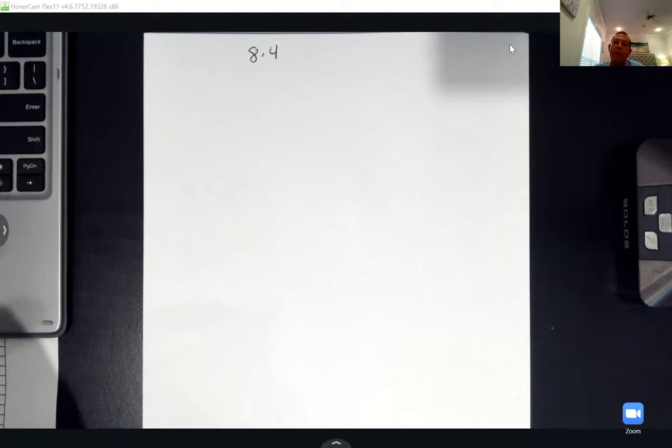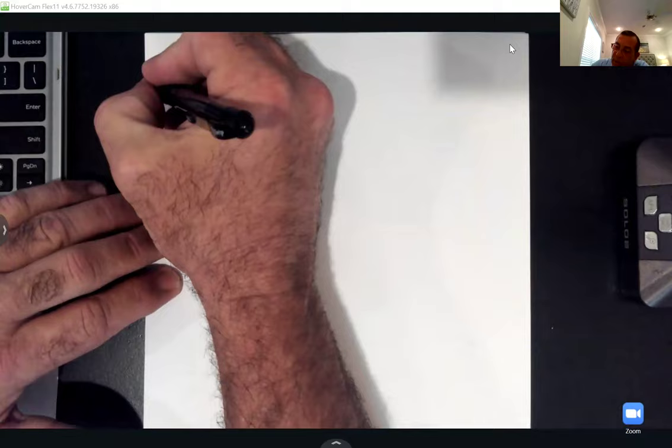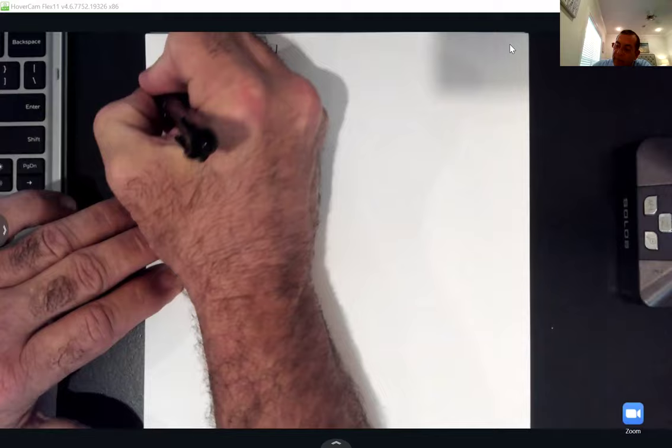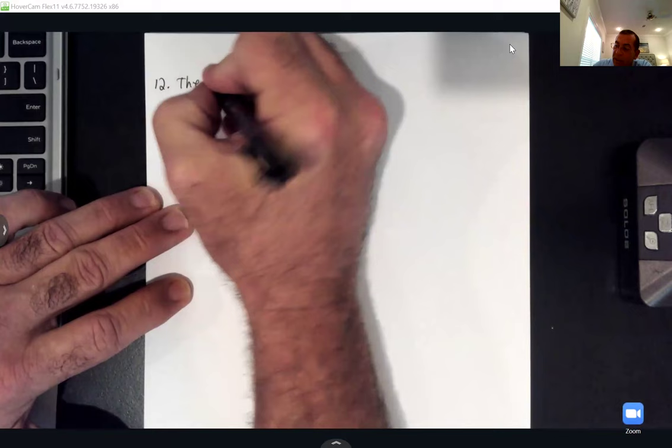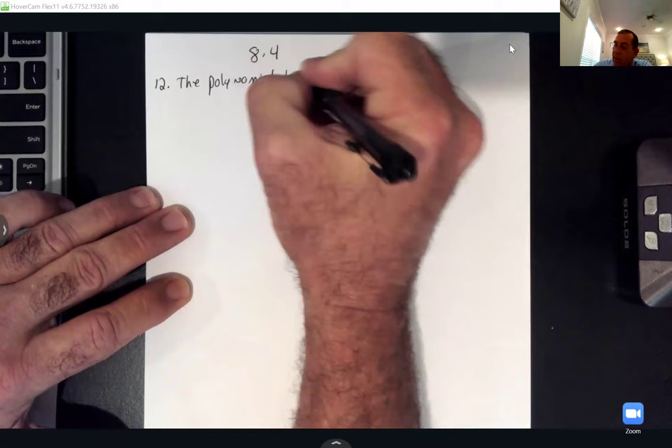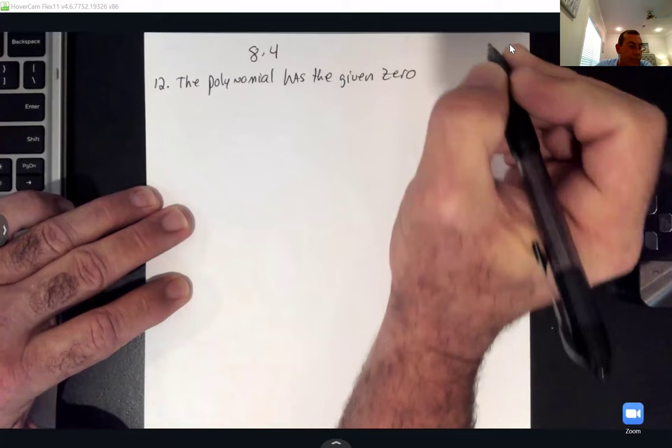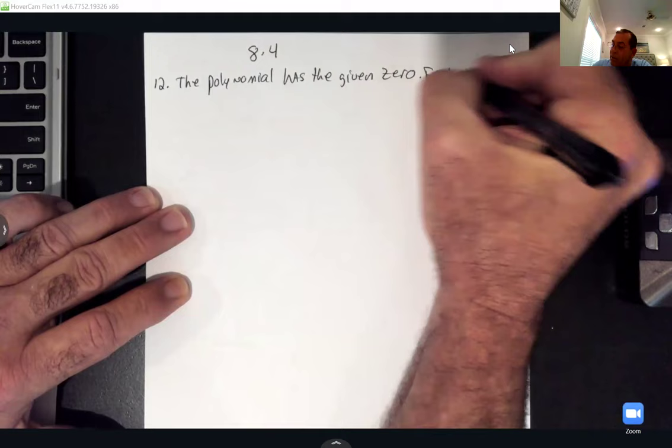So y'all, let's play with one of these. And this will be like number 12. That's where y'all should be able to pick up at. So they'll say the polynomial has the given zero, and then find the other zeros.